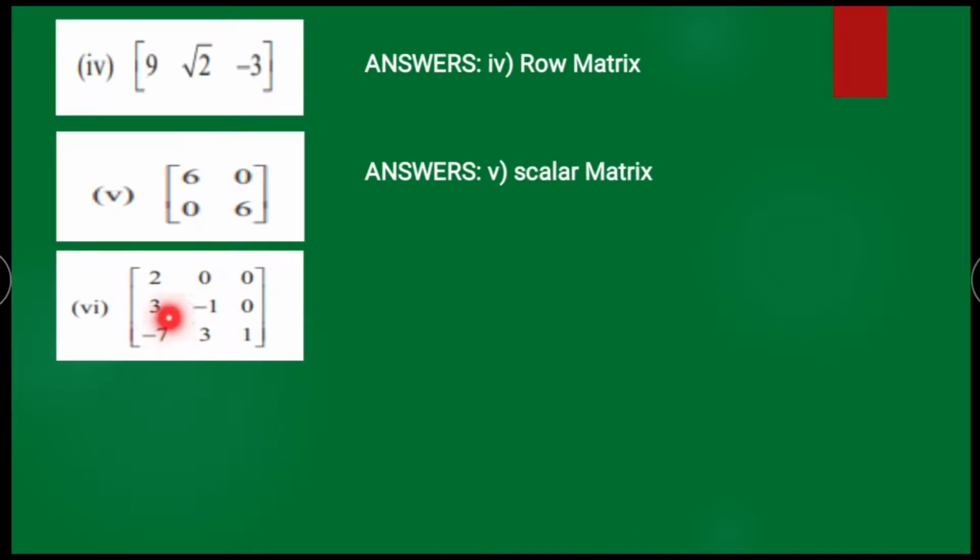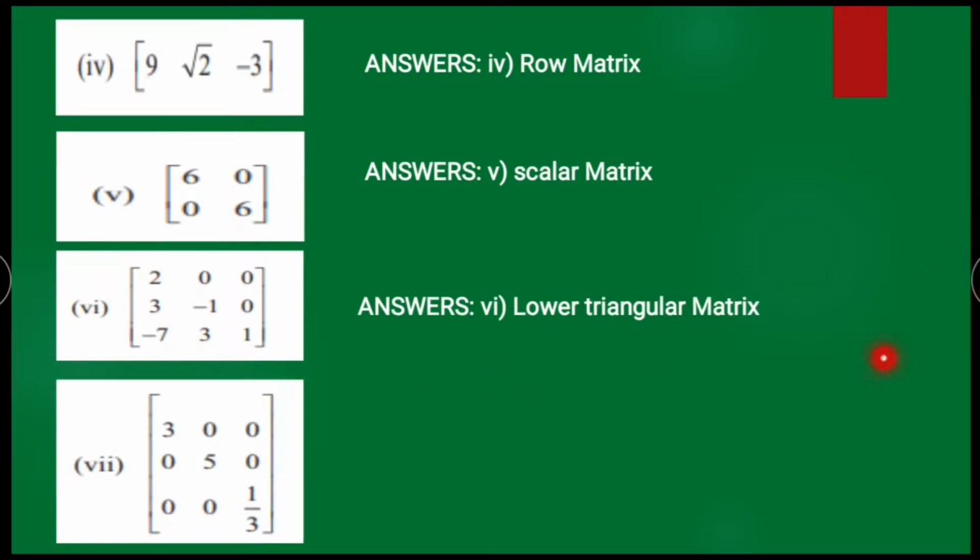In this matrix, if we consider diagonal elements as 2, minus 1, 1, then the elements above this diagonal are all 0. So see here, this is lower triangular matrix. Then in this matrix, diagonal elements are 3, 5, 1 by 3 and non-diagonal elements are all 0. This is an example of triangular matrix, that is lower as well as upper triangular matrix. So we call it triangular matrix.